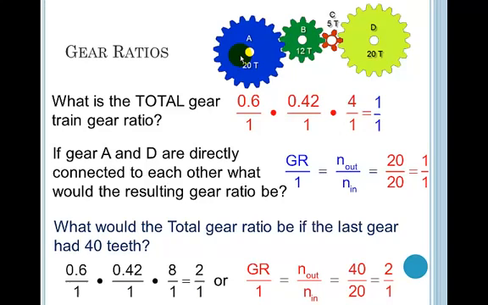Let's also go over rotation. If the first one here is going counterclockwise, this one will go clockwise. Then this one will go counterclockwise. Then this one will go clockwise. So it goes every other one, it changes.